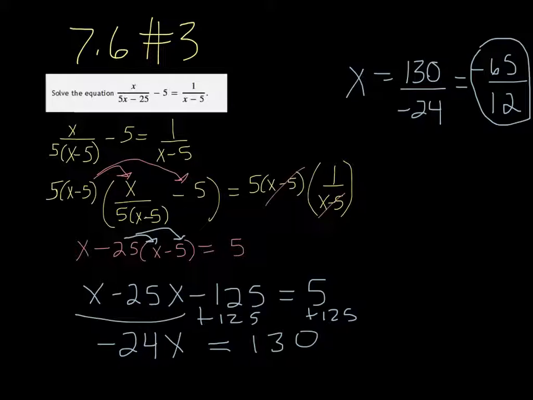Quick peek back at the problem. If I put negative 65 over 12 in either denominator, it won't make it 0. So that is our solution.